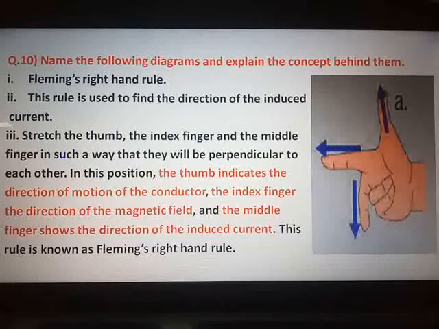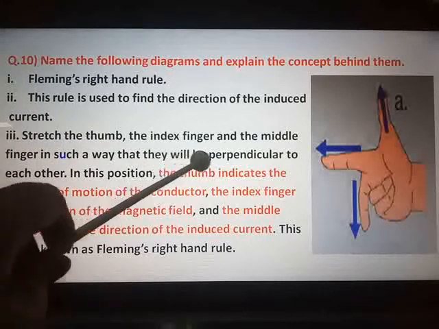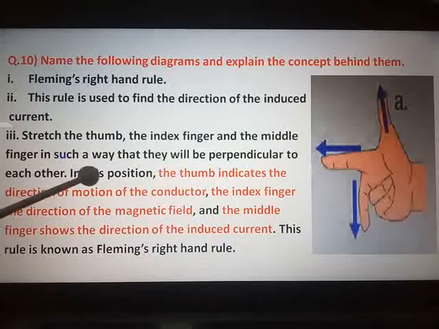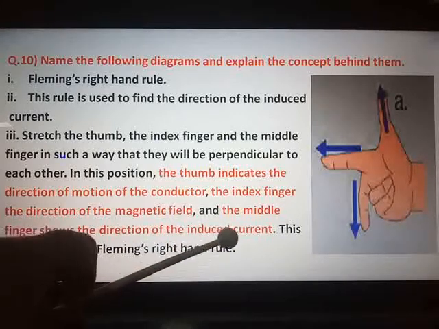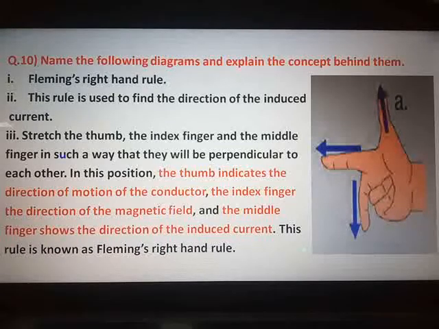Now you can start writing the rule. Mark on page number 58. You can see clearly the heading, Fleming's right hand rule. Their seventh line, stretch the thumb, the index finger and the middle finger in such a way that they will be perpendicular to each other. In this position, the thumb indicates the direction of motion of the conductor, the index finger the direction of the magnetic field, and the middle finger shows the direction of induced current. This rule is known as Fleming's right hand rule. Whatever part I have marked in red color, that you have to mark in the exam with the pencil.